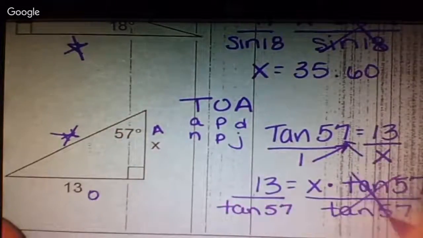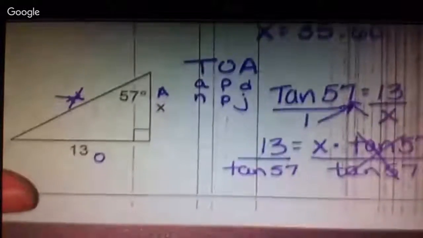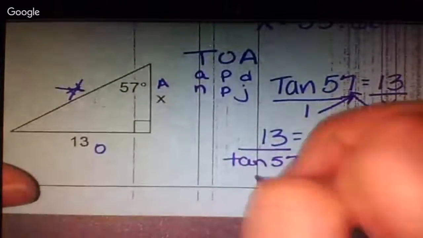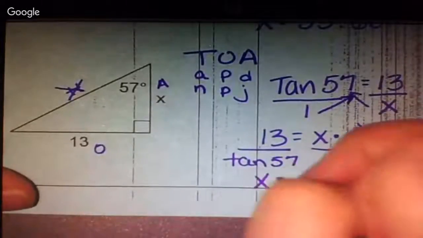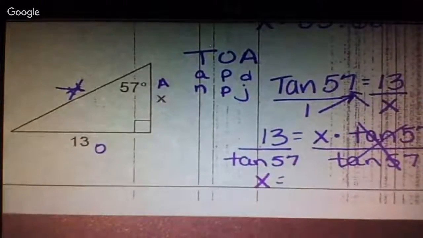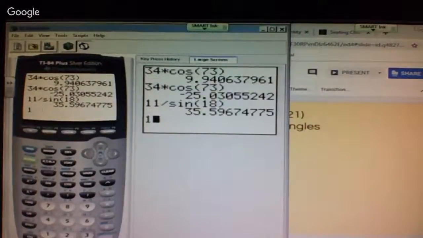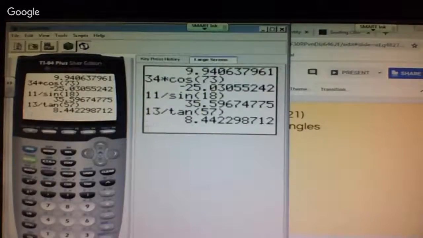So these cancel. So x equals 13 divided by the tangent of 57. 13 divided by your tangent, which is on the other side of cosine. 57, and hit equals. 8.44.